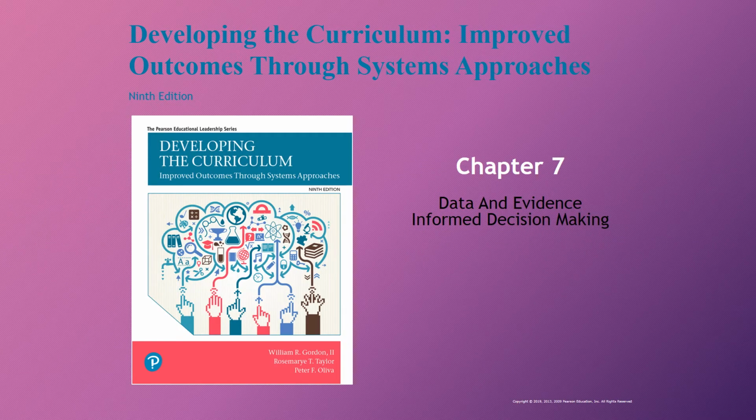This week we are going to be covering two chapters, Chapters 7 and 8, which fall under the categories of data and evidence in informed decision making. So we're going to look first at Chapter 7.